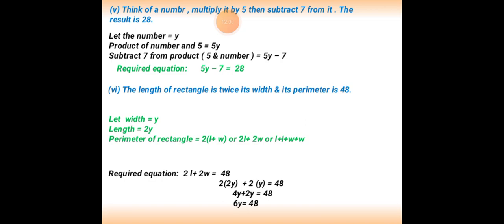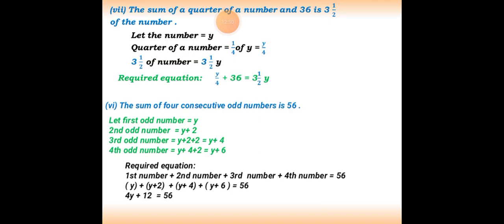The length of a rectangle is twice its width, and its perimeter is 48. Let the width be y. Length is 2y. Perimeter of a rectangle is 2 times (length plus width), or 2l plus 2w. So for this, the required equation is 2l plus 2w is equal to 48. 2y plus 2y is equal to 48. 4y plus 2y is equal to 48. 6y is equal to 48.